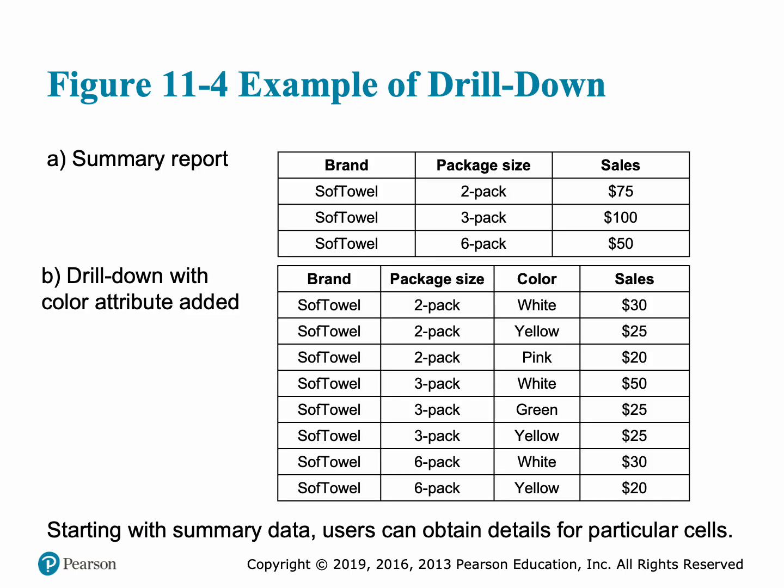The example of drill down: the summary report is brand soft towel, package size 2-pack, sales $75. Drill down with color attributes: soft towel 2-pack white, sales are $30; soft towel 2-pack yellow, sales are $25, and that's how it goes. Starting with a summary, data users can obtain details for particular cells.